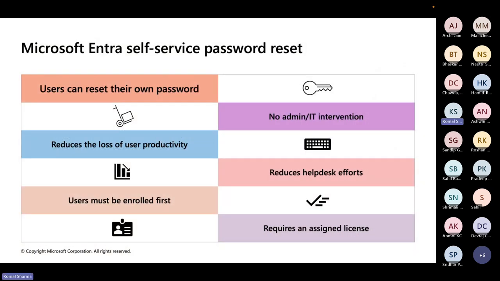Now, when you configure the Entra self-service password reset, it is going to allow a user to reset his own password. It basically reduces the loss of your user productivity. But for that, the user must be enrolled. When you enable self-service password reset, you have an option: do you want to enable it for all the users, or for a group of users? Let's say I do not want to enable it for every user, but for a group of users whose productivity I do not want to be compromised. The benefit is that there is no admin intervention once it is configured. It reduces the efforts of help desk administrators, and it requires an assigned license.